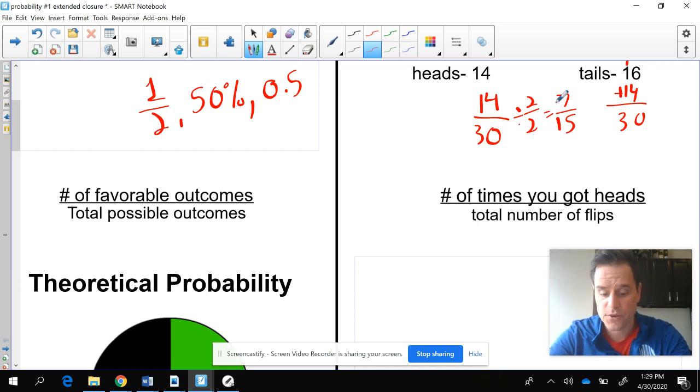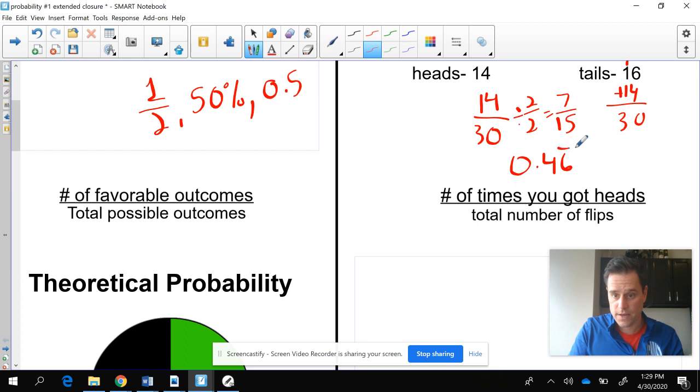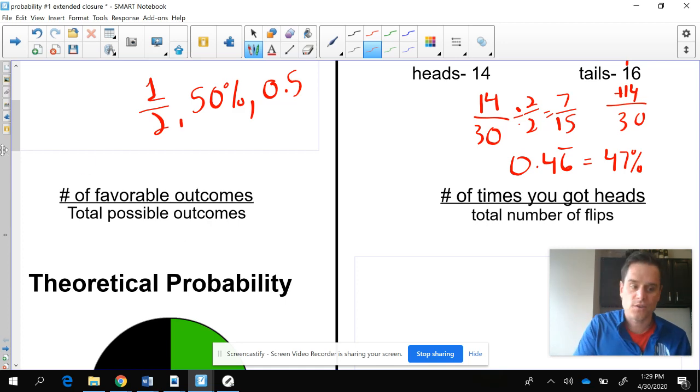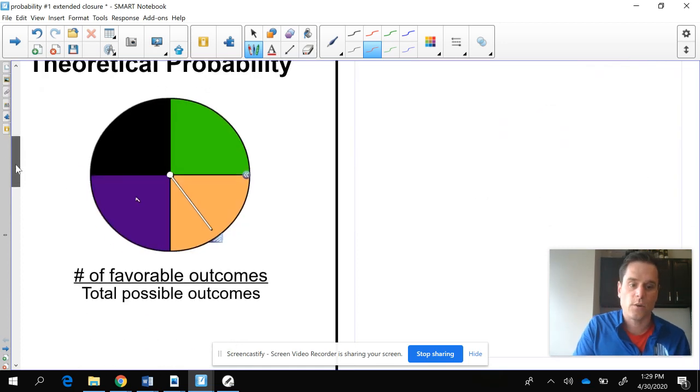But if you guys remember from your lesson from earlier this week, 7 divided by 15 gives you this decimal right here, 0.46 repeating. And we're going to round that to 47%. We're going to say that there's a 47% chance of getting heads. So that's experimental versus theoretical. In theory, we should get 50%, but it doesn't always work that way. Let's take a look at another one.